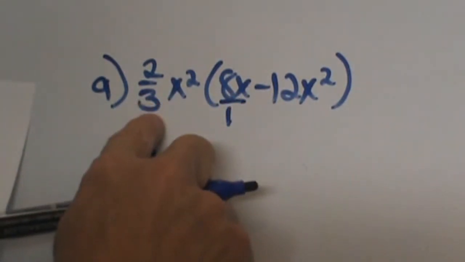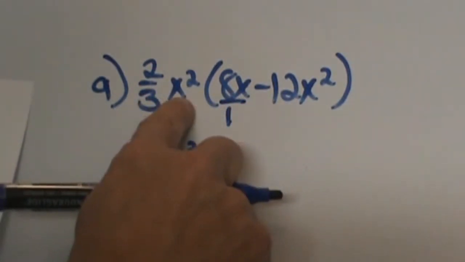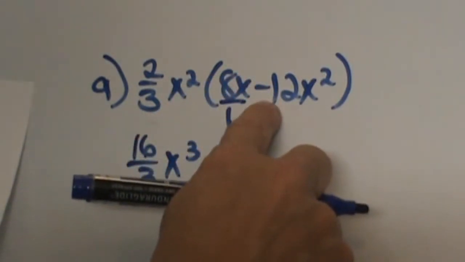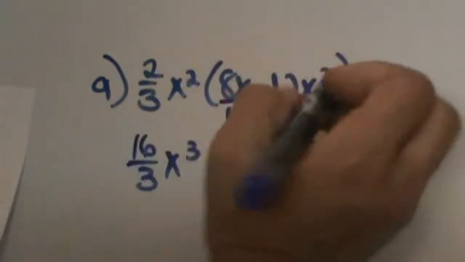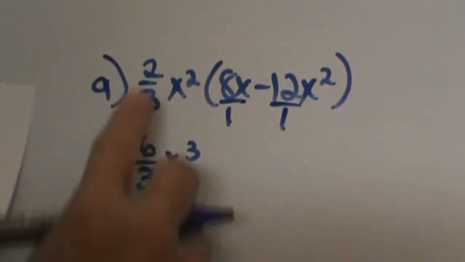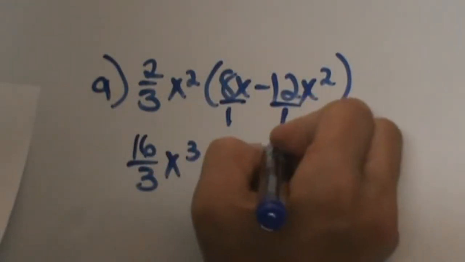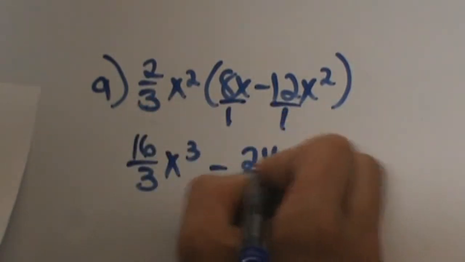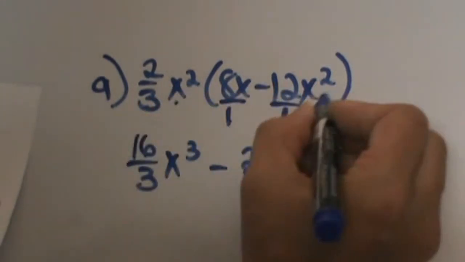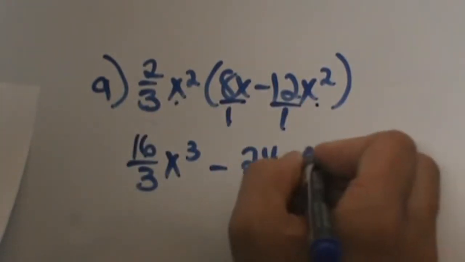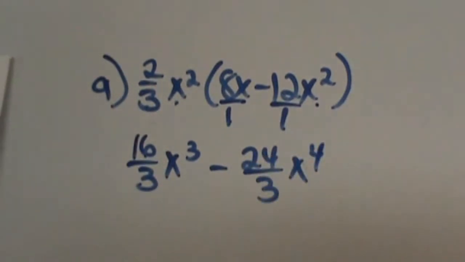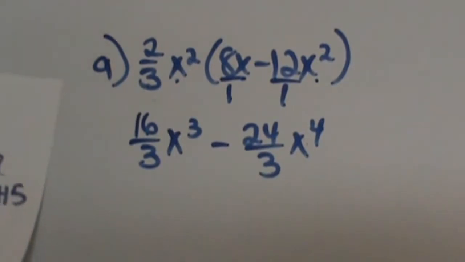Okay, now let's multiply 2 thirds x squared times negative 12x squared. Well, again, stick a 1 under your 12. So 2 times negative 12 is negative 24. 3 times 1 is 3. And then x squared times x squared is x to the 4th. Okay, so there's our first step. We distributed in and multiplied by our fraction.